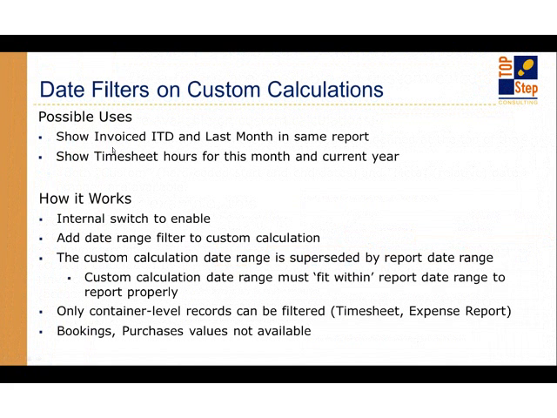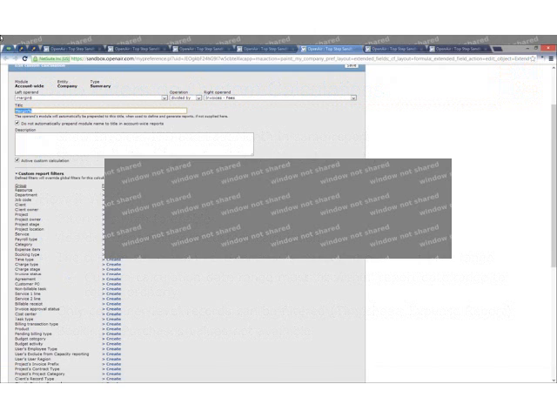Just to give you an example of how you might want to think about using this feature: if you wanted to report on invoicing inception to date, so the dawn of time through today, and then also in the same report, show how much of that was last month, this is how you could do that. Another possible use is the same kind of thing with timesheets. If you wanted to say how many timesheet hours have been worked for this month, and then also in the same report for the full year. Okay, we'll get into an example actually next.